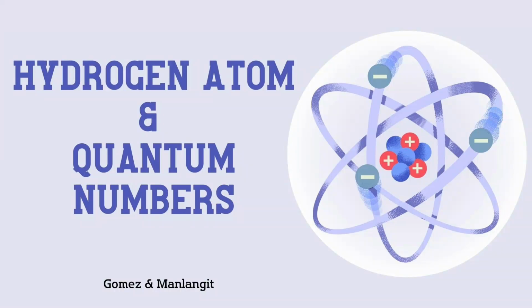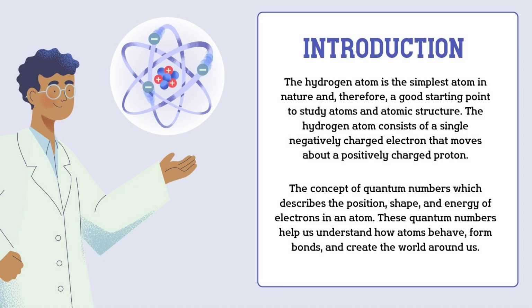Alright class, let's delve into the fascinating world of atoms. We'll be discussing the hydrogen atom and quantum numbers. The hydrogen atom is the simplest atom in nature and therefore a good starting point to study atoms and atomic structure. The hydrogen atom consists of a single negatively charged electron that moves about a positively charged proton.